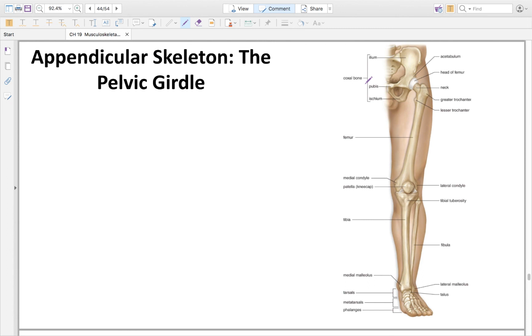Okay, let's move on to the pelvic girdle. The pelvic girdle is going to be the entire coxal bone, which is basically your hip. The biggest bone in the human body, the femur, and then the lower leg, the tibia and fibula, and then the tarsals, which are your ankle bones, metatarsals, phalanges.